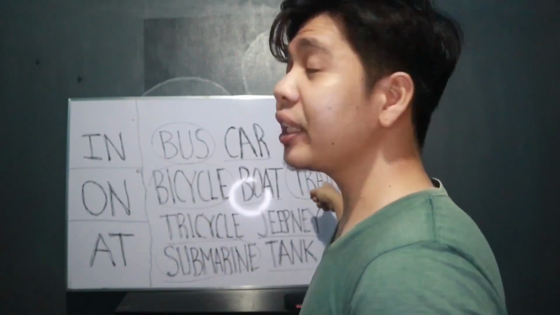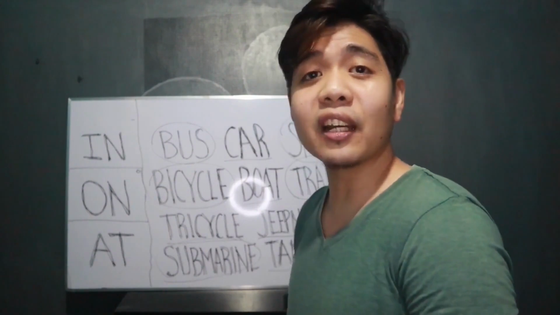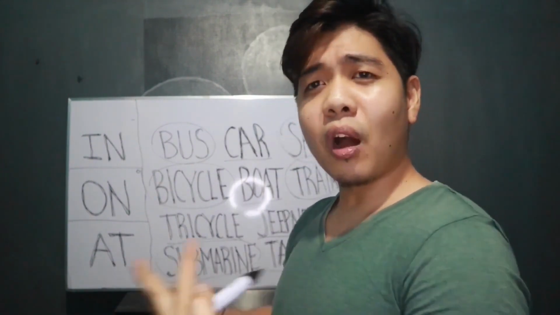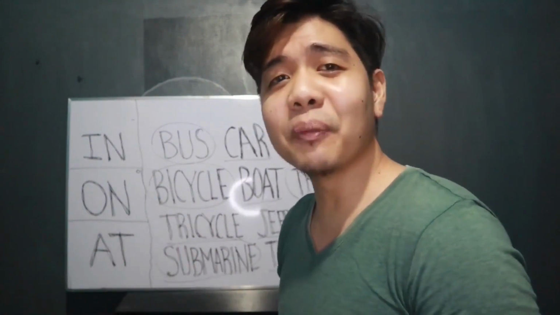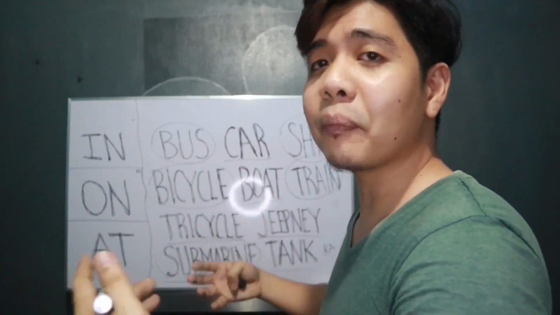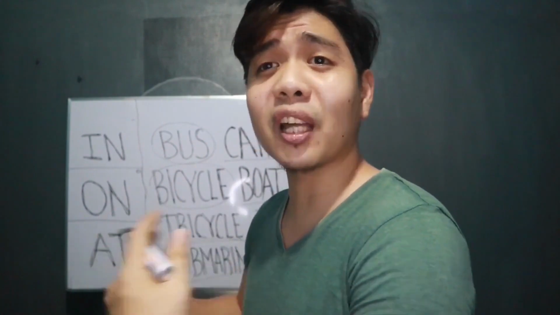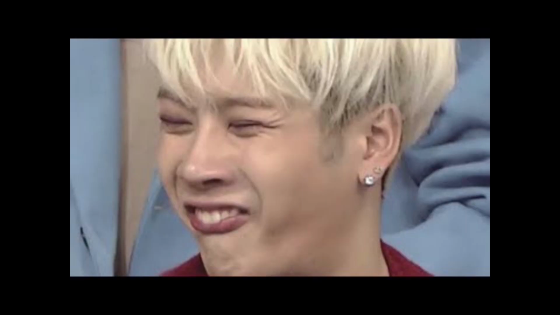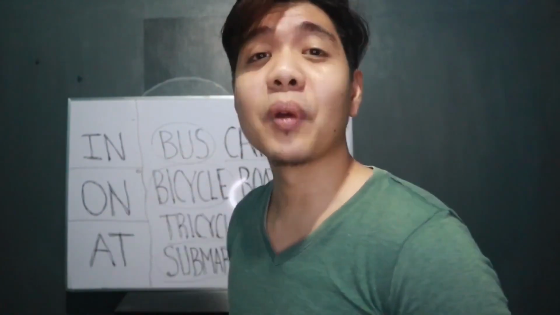Next one is train. So obviously malaki ang train. We can walk around, we can even run inside, di ba? So dahil ang train ay malaking vehicle na pwede kang maglakad sa loob, pwede kayong magtakbuhan or magkaharutan. We use the preposition on.